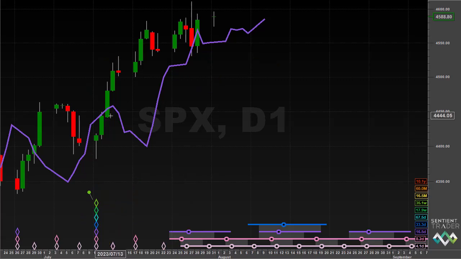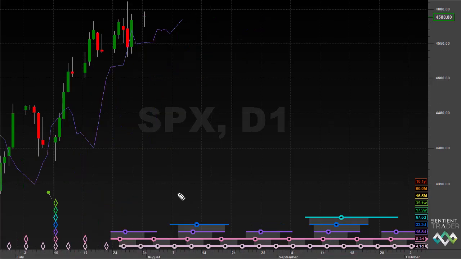So what are we expecting next? Well, if we zoom out, we can see the next cycle troughs that are expected in this analysis. We have a 40-day cycle trough expected towards the end of next week, and here is our 80-day cycle trough expected in about the middle of September.